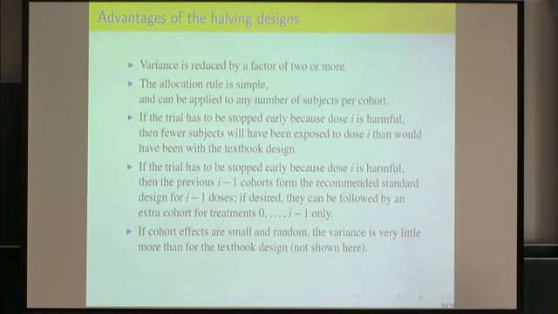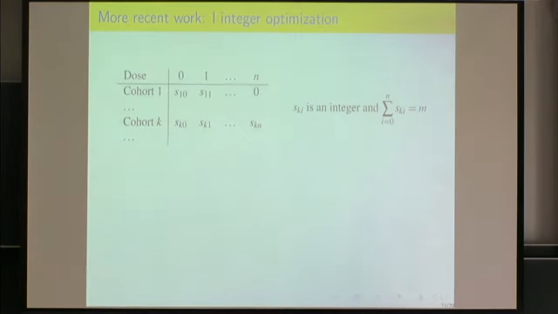There are similar results for random cohort effects, which I won't go into here, and something that Stephen Senn always bangs on about is blinding. With these designs, blinding is much more effective, because in the textbook designs, you know you're either on placebo or dose whatever. So, I did that, it's published, and I want to try and say a little bit about more recent work.